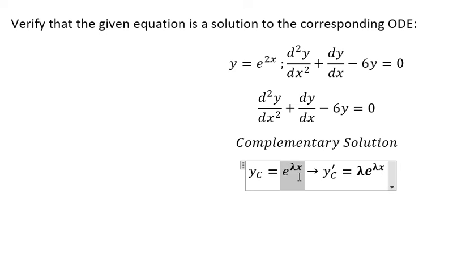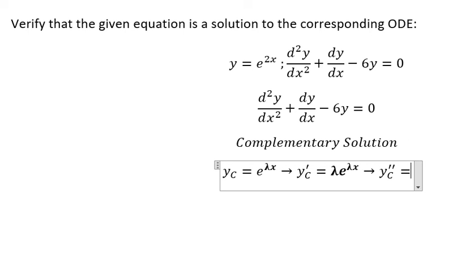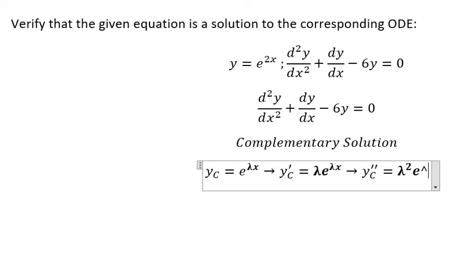Because if we take the first derivative of this, we keep the same e to the power of lambda s. Then we take the derivative of lambda s, and you get lambda. Now we go to the second derivative of yc, and we have lambda squared e to the power of lambda s.